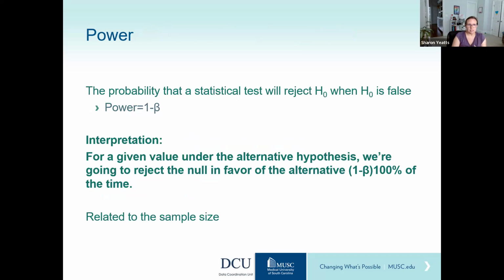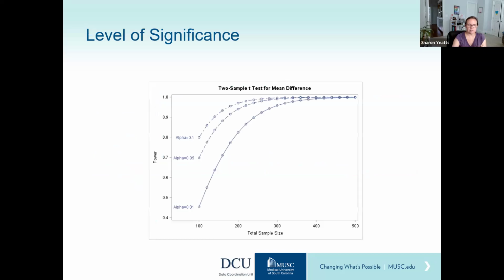The power is the probability that a statistical test is going to reject the null when the null is false, okay? But that power value is specific to a given value under the alternative hypothesis, right? So I can't say 200 patients, or 3 patients, as in our video, is enough without you telling me how big of an effect we're trying to detect, right? It's specific to a given value under the alternative, and it's related to the sample size.